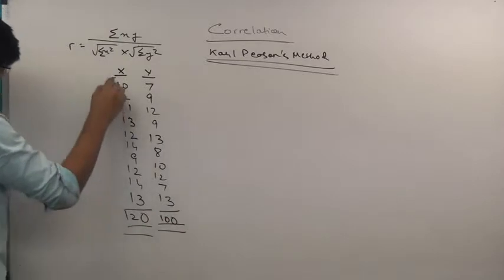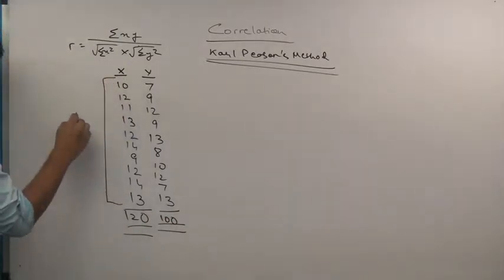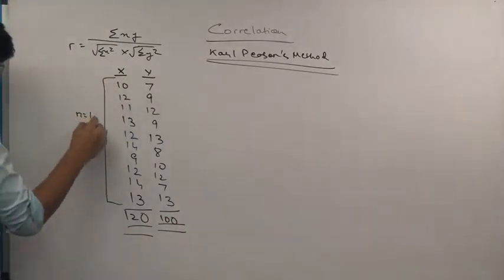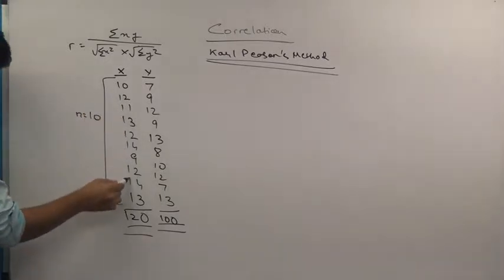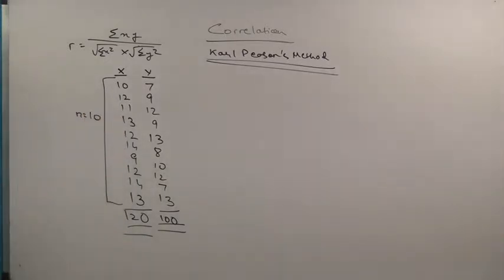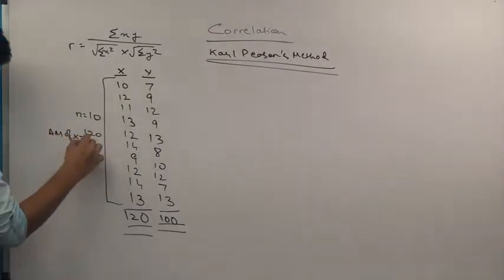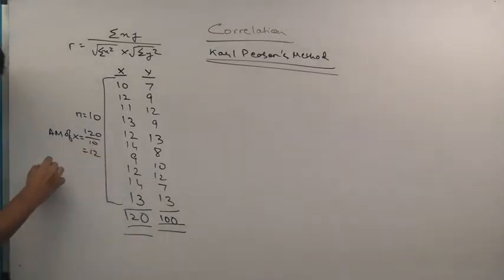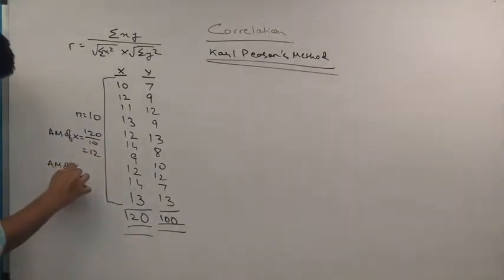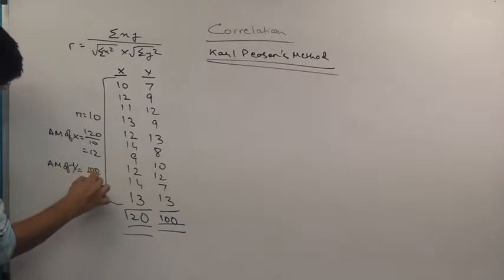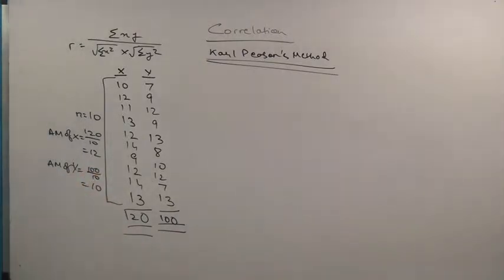Total set of observations, small n is equal to how much? 10. 1, 2, 3, 4, 5, 6, 7, 8, 9, 10. Correct? So arithmetic mean of X is equal to 120 by 10, which is 12, and arithmetic mean of Y is equal to 100 by 10, which is 10. Correct? So arithmetic mean of X is 12, arithmetic mean of Y is 10.